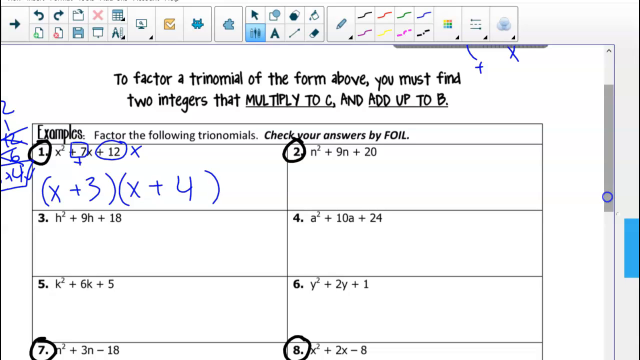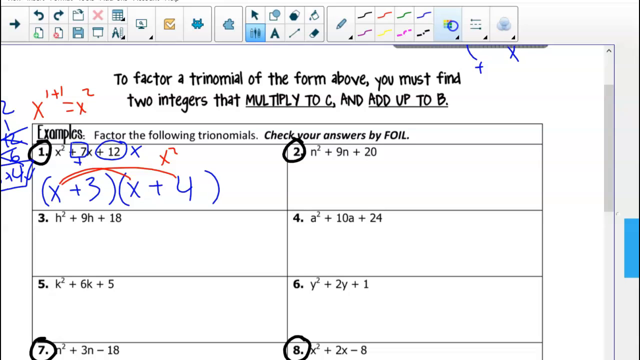Now, how do we know this works? We're going to distribute this back out, and if we get the same polynomial, then it worked. Think about this as, remember when we were multiplying binomials together to get a polynomial? This is just the opposite of that. X times x, remember our exponent rules, so that would give me x squared.